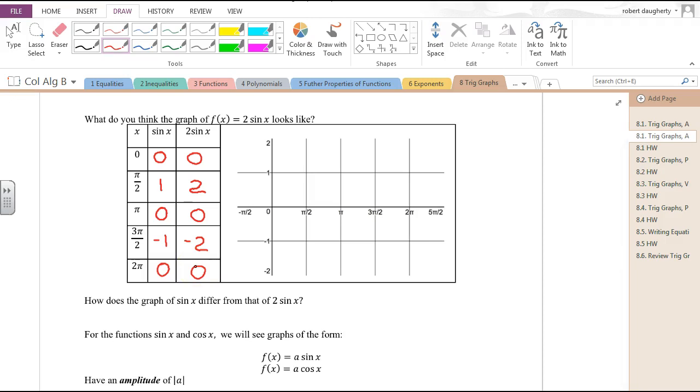So now I want to graph 2 sine of x. So I'm going to graph, let's graph these as my xy coordinates. Okay? So what's the first point I need to graph? 0, 0. What's the next point?